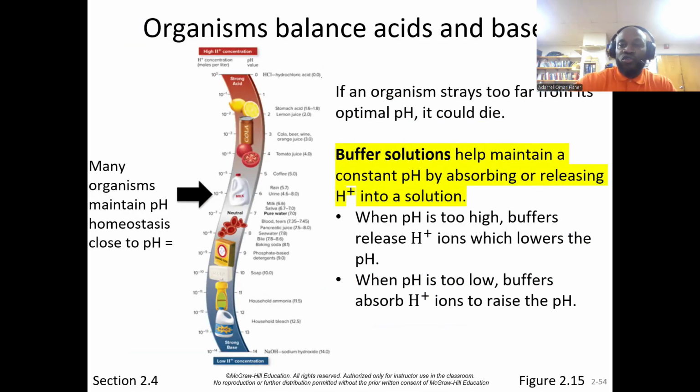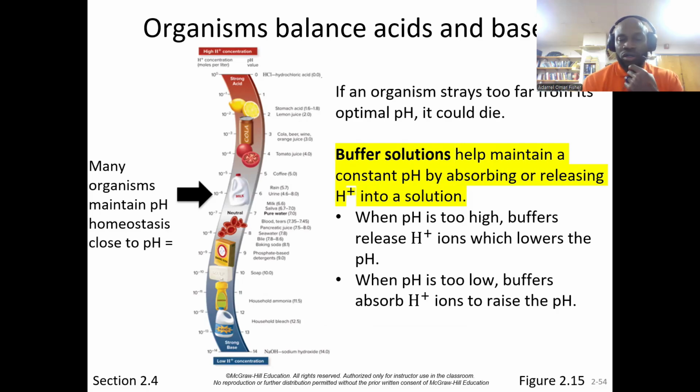If an organism strays too far from its optimal pH, it could die. And I talked about that in the lab. Proteins have to maintain a certain shape to be able to function properly. And if those proteins lose their shape, called denaturing, they could lose their function. Well, your body needs proteins to be able to survive, and you're made up of proteins, part of the structure in your body. Buffer solutions help maintain a constant pH by absorbing or releasing hydrogen into a solution.